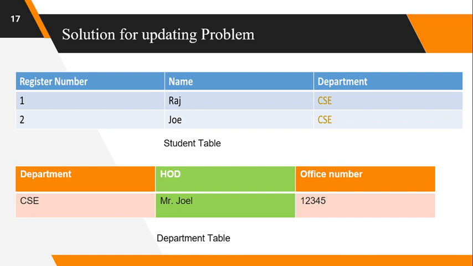Next, the solution for the updating problem. This is the student table and this is the department table. In the department table, a new HOD, Mr. Joel, joins; the previous HOD left. We only need to update the details in the department table itself. There is no need to update anything in the student table. Automatically the records will get updated because the department is linked with the student table. Only one column is enough to update. So this is the solution for the updating problem.